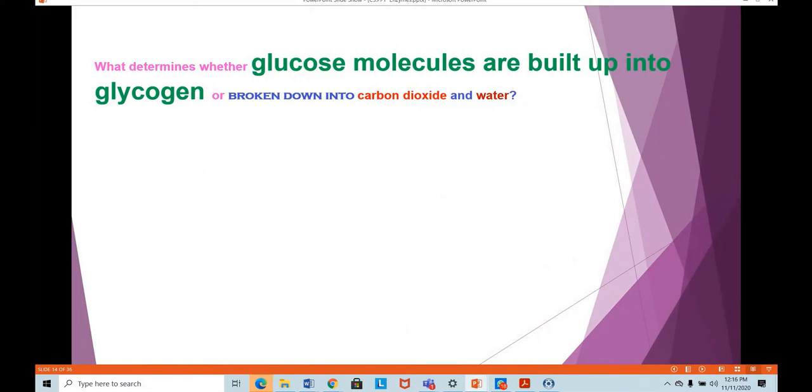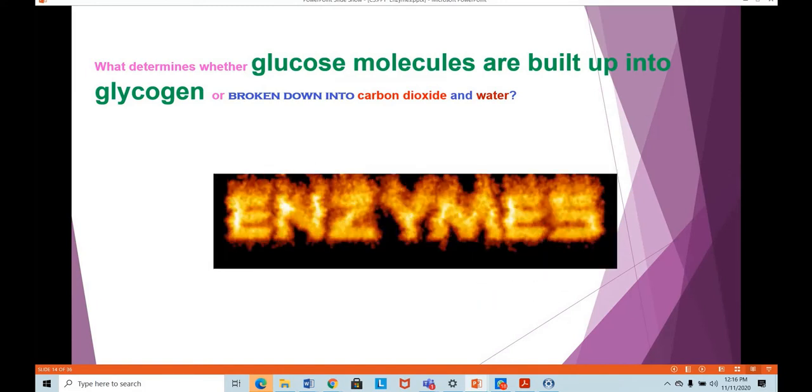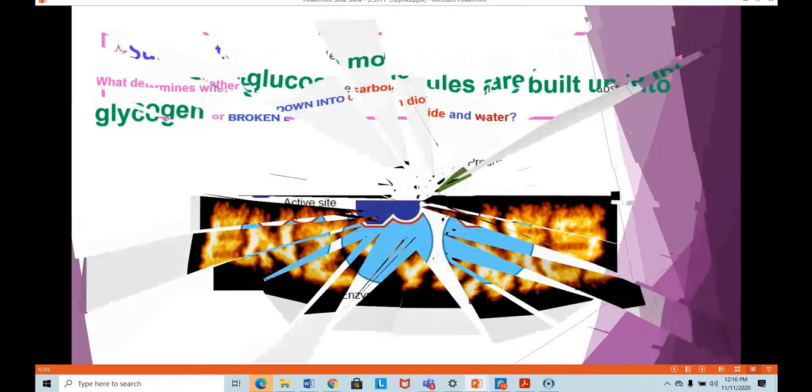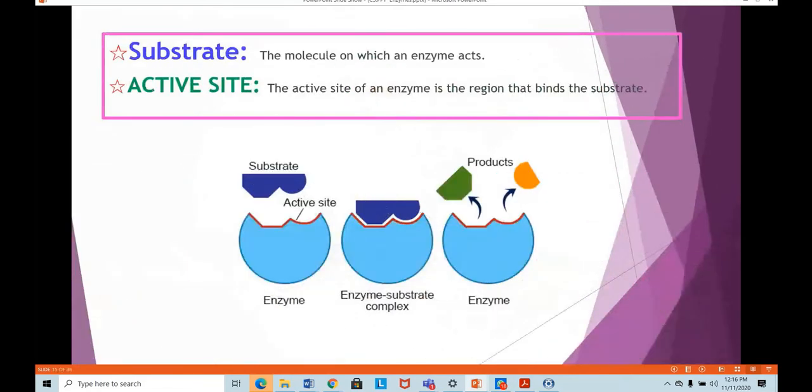The enzymes determine whether it is an anabolic reaction, wherein glucose molecules are built up into glycogen, or a catabolic reaction, wherein glucose is broken down into carbon dioxide and water. We also discussed the substrate and the active site in the previous lesson. Yes or no, ladies?